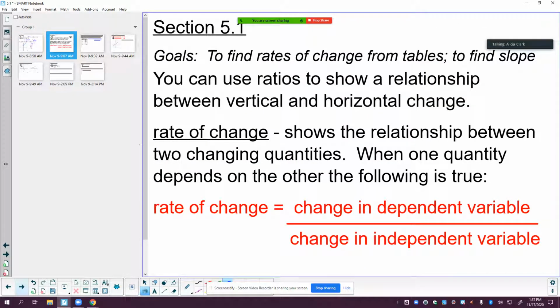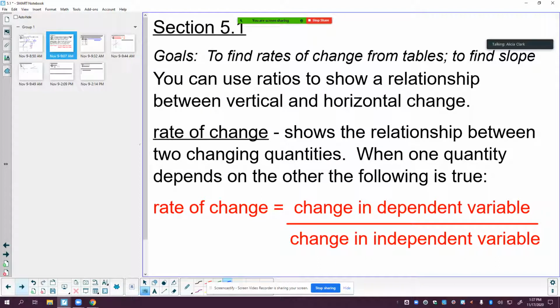So in section 5.1, you might want to write some of these things down as we go. If you don't have a copy of these notes, I will have them posted for you, but you will want to write some of these things down so you can use it for your homework. We're going to be finding rates of change from tables and also finding slope. You can use ratios to show the relationship between a vertical and horizontal change, or the x and the y's. Rate of change shows the relationship between two changing quantities.